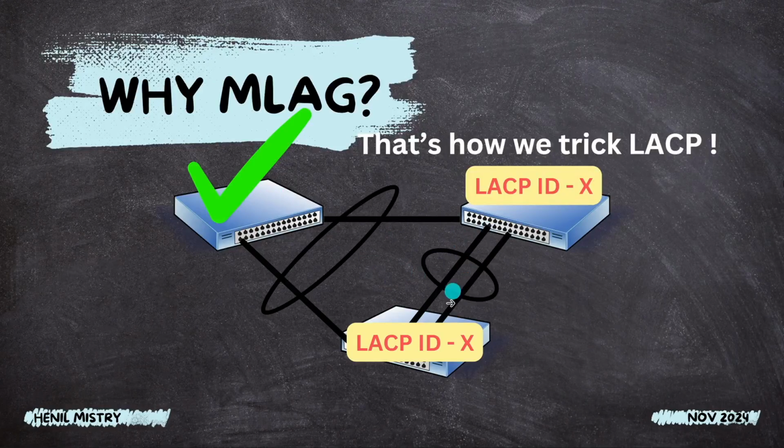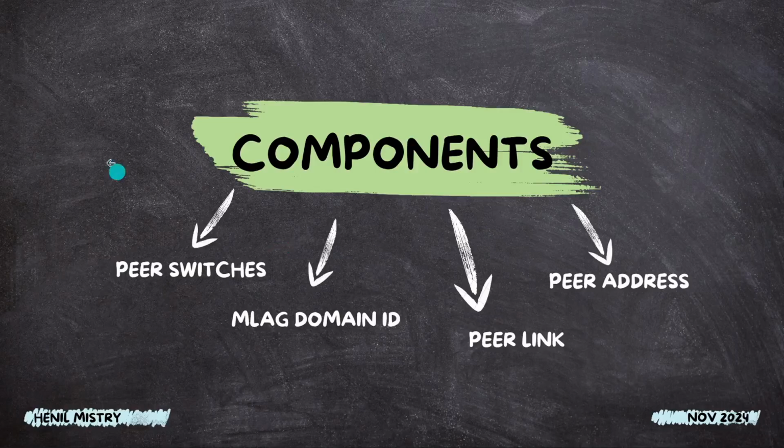So that's how MLAG can help us introduce redundancy between devices. Previously, when we created a port channel, it was redundancy on physical ports, but this is redundancy on physical devices. So now with that, you might have more idea what MLAG truly is. And now with that, let's get into the components.